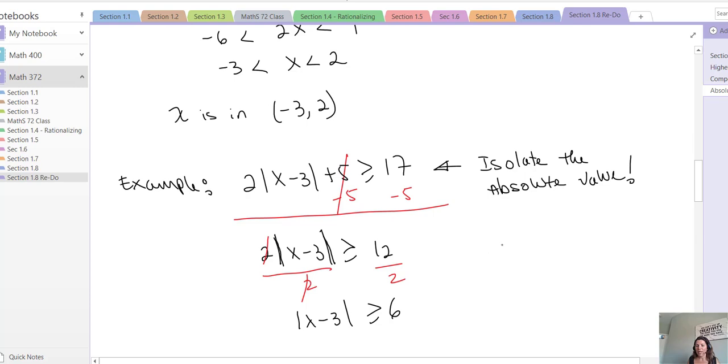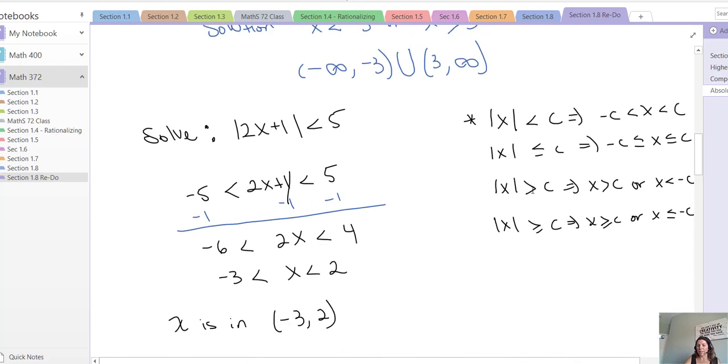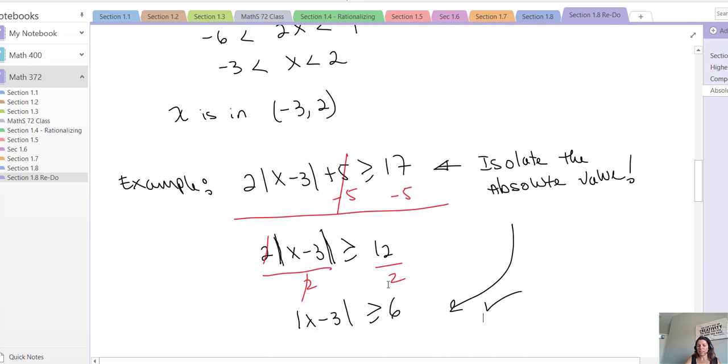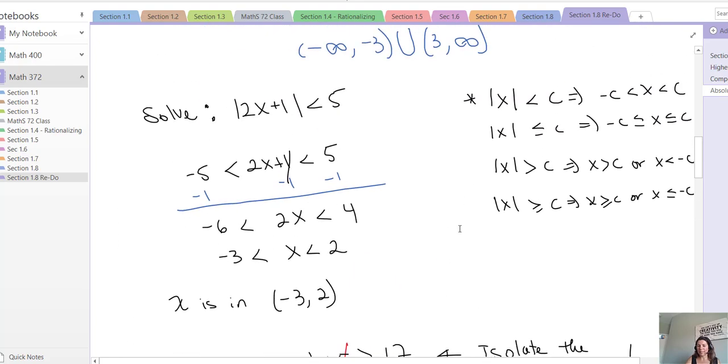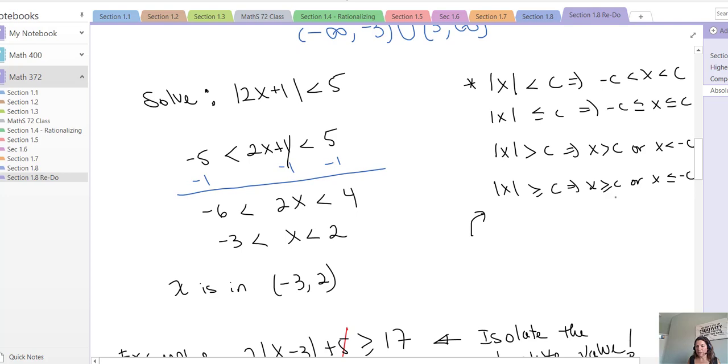And so now I have the absolute value all by itself. Yay! And so now we can use the property. And because my symbol is greater than or equal to, it is this last one. So we're going to be using this one. So x is greater or equal to c, or x less than or equal to minus c.